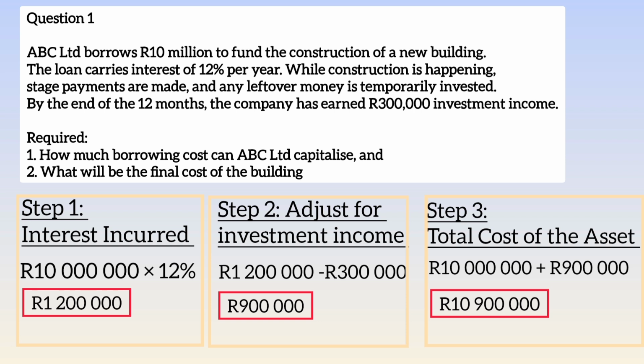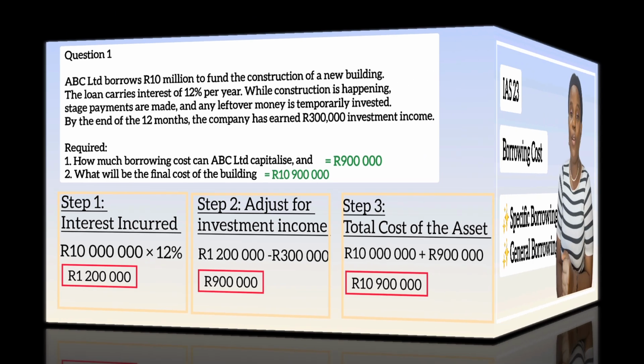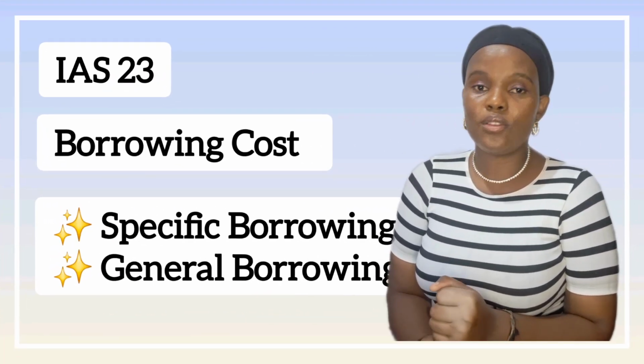So to summarize this, we have total interest incurred of 1,200,000, less investment income of 300,000. Capitalized borrowing cost is 900,000. Then the total cost of the building is 10,900,000. So this is how IAS 23 turns interest from just being an expense into part of your asset cost. We call this capitalization.